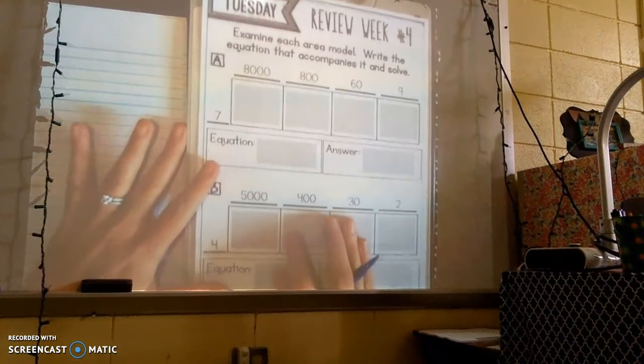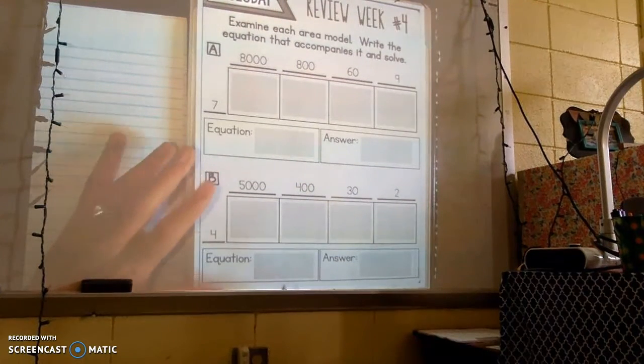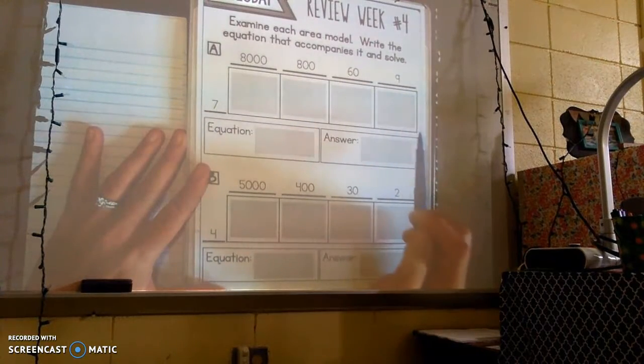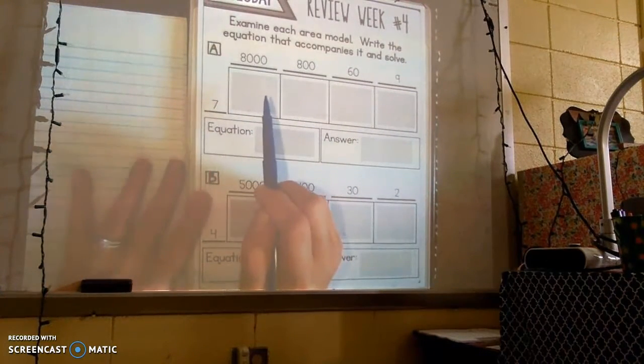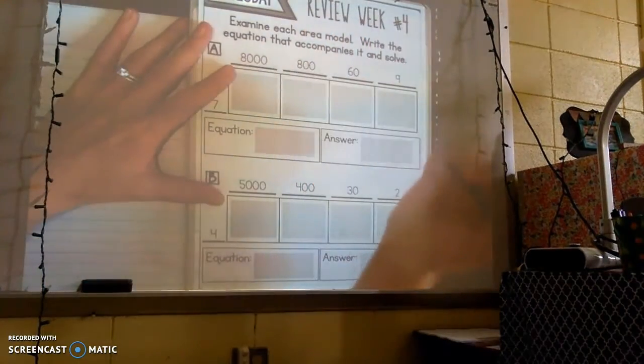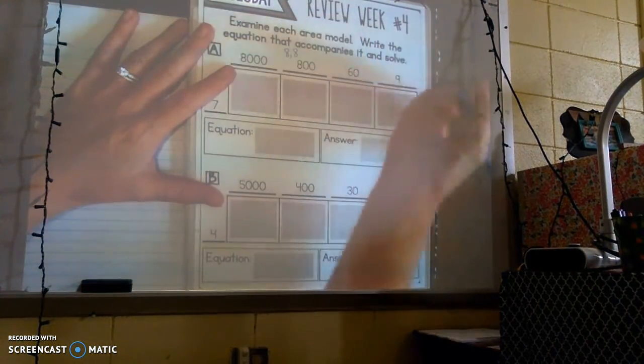We're going to be reviewing the area model with multiplication here, writing some equations and solving. So here they've already drawn the area model for me. I've got a 4-digit by 1-digit number. So I'm going to go ahead and write what this number would actually be if it was in standard form.